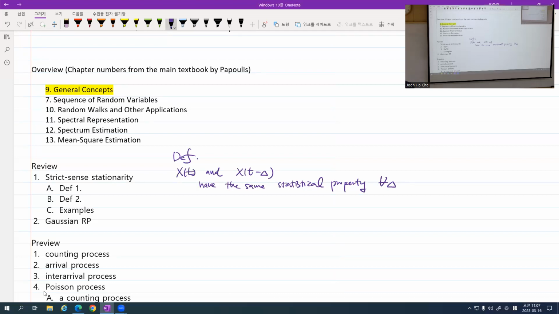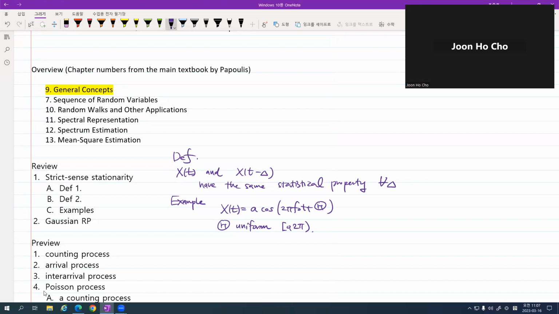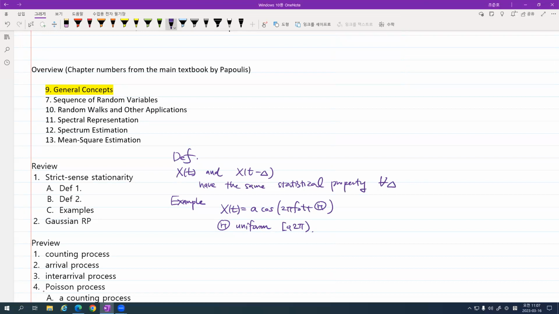So let's consider this example. Suppose you have a random process very easily defined as this one. And here, theta is uniform in the interval 0 to 2 pi. My question is: is this random process strict sense stationary? There are two approaches. You can use this definition, or you can use the other definition by deriving every nth order probability density function. Which one is easier? In this case, it's easier to use this definition. So let's see.